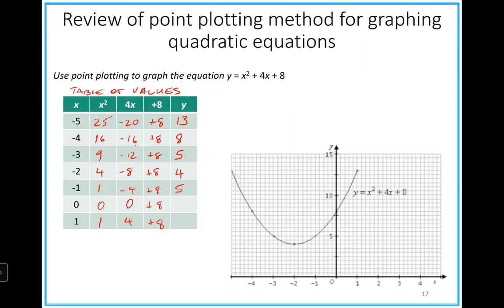Then 0 plus 0 plus 8 is 8, and that gives me 13. All right. So with the point plotting method, you get the value for X that's given to you. You're told what to use. You work out, using the equation, the value for Y, and then you plot the points. So the first point would be -5, 13.